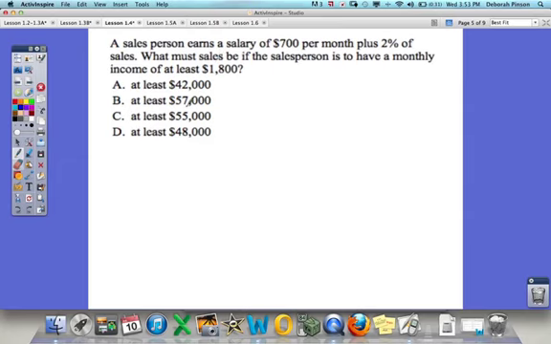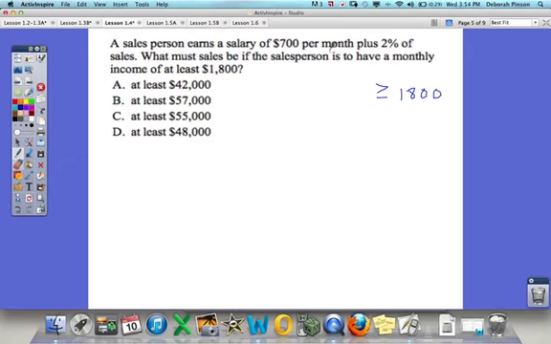A salesperson earns a salary of $700 per month plus 2% of sales. What must sales be if the salesperson is to have a monthly income of at least $1,800? So it's got to be his sales, or his income, has to be greater than or equal to $1,800. He's fine if he makes more money, but he needs to make at least $1,800.